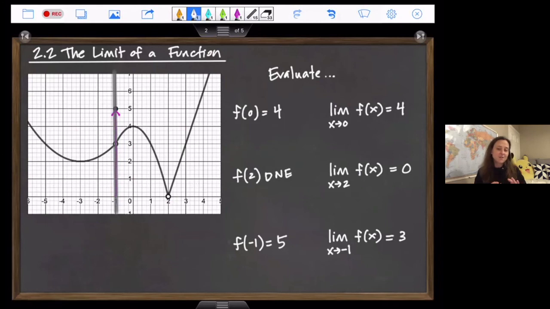All right, so the function values care what's actually happening at that number. The limits are just concerned with what's going on very, very close by to the number we're interested in.